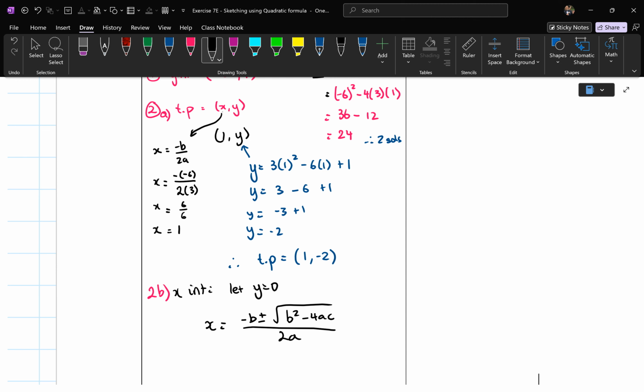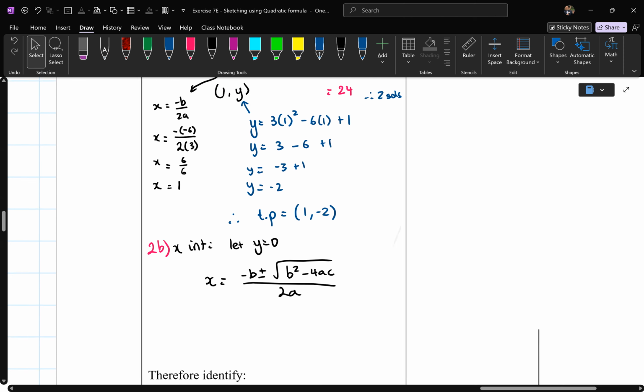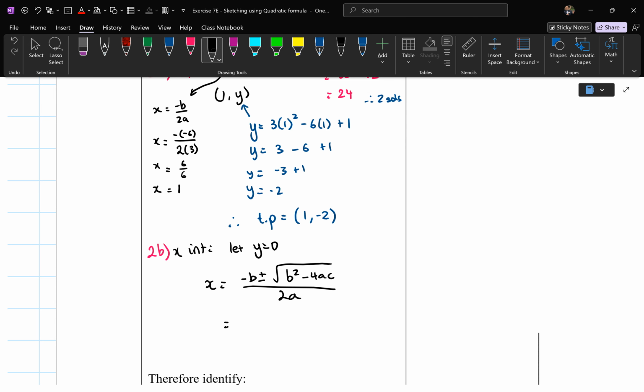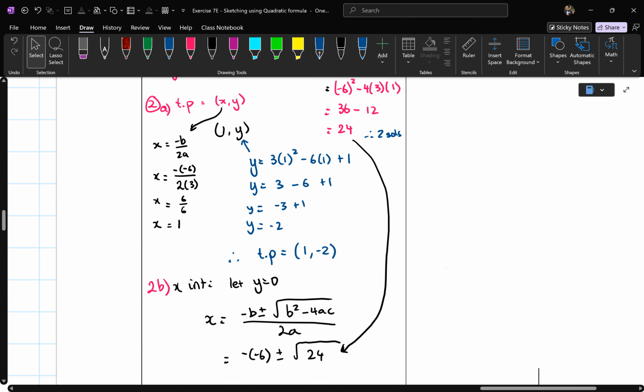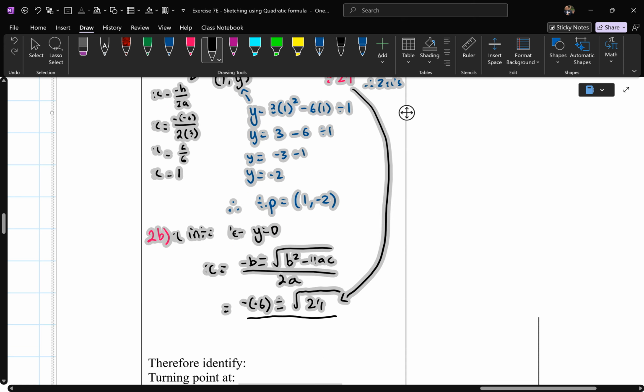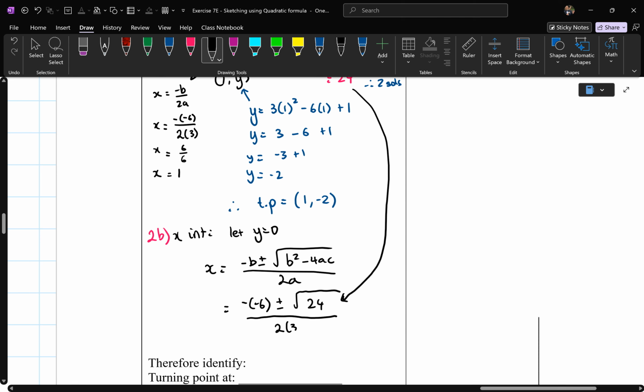We already got b, we already got a, and we already know c, so it's all a matter of plugging in and play. So here we go. Subbing in b, which is negative of negative 6, plus minus square root. Now, you don't have to work out b squared minus 4ac, because you just did it before. You worked it out to be 24 before. So remember that? You did the b squared minus 4ac already. That was what you're square rooting. So it's already root 24 over 2 times a, which is 3.